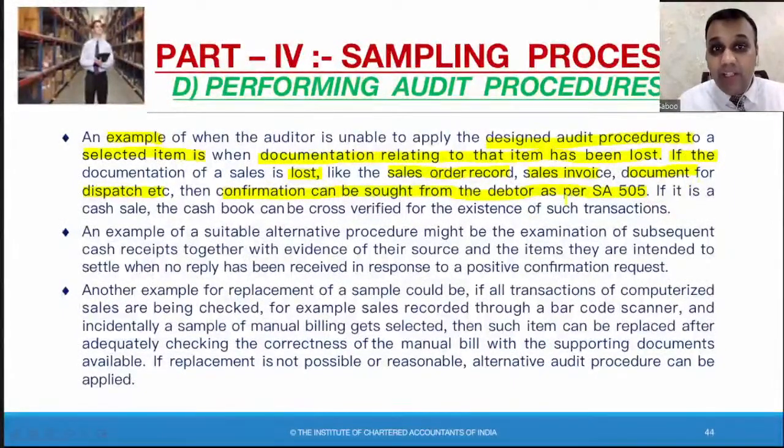If it is a cash sale, then the cash book can be cross-verified for the existence of such transactions. Okay, you have lost sale invoices, it is completely fine. Show us the cash book if it was a cash sale. Let us check it. There are some bars under the income tax law on cash transactions. If you don't have the invoice, what amount of sales did you make in cash? Or if it was made on credit, we insist on getting a confirmation from the debtors to whom you sold material on that particular day.